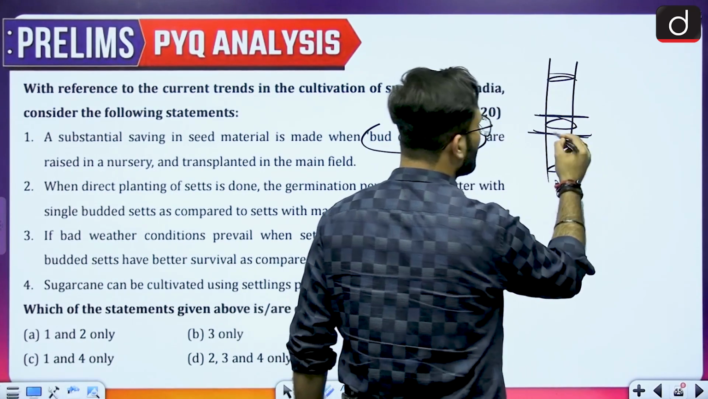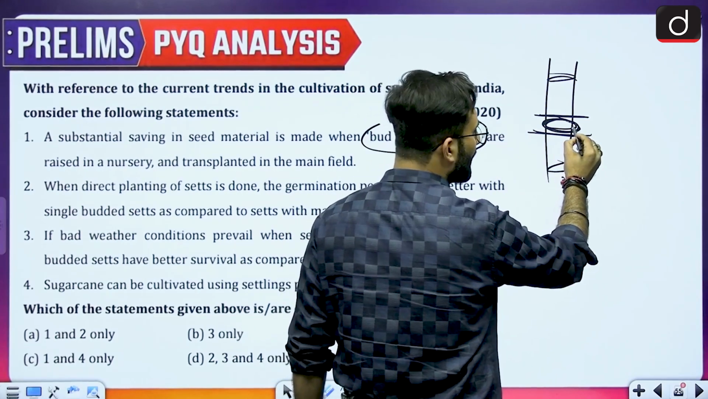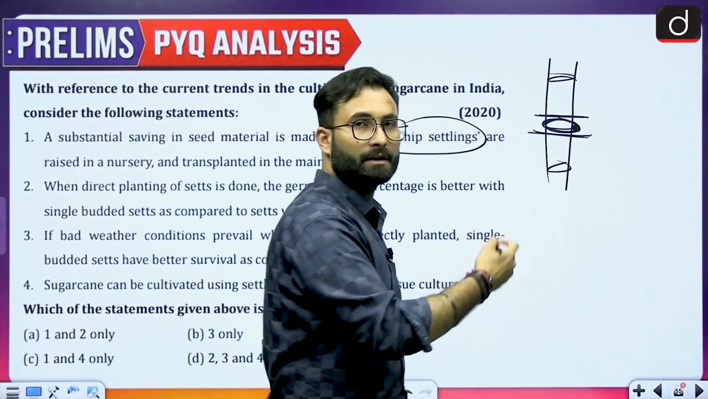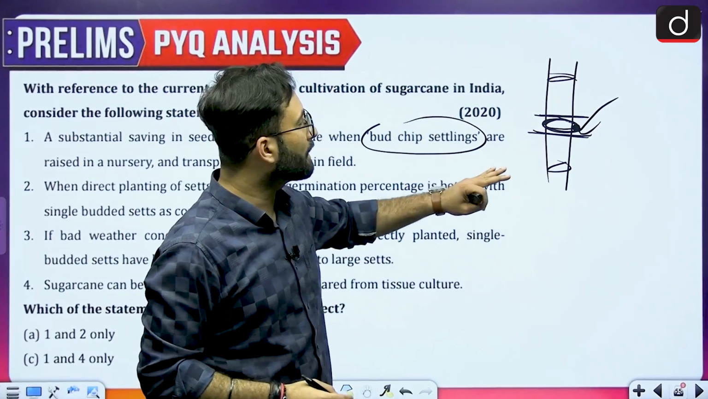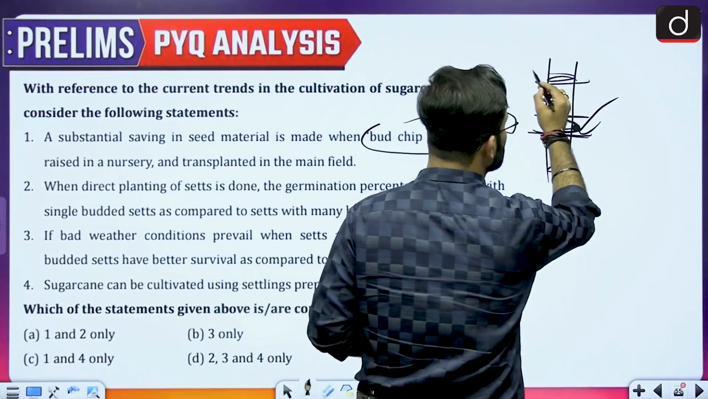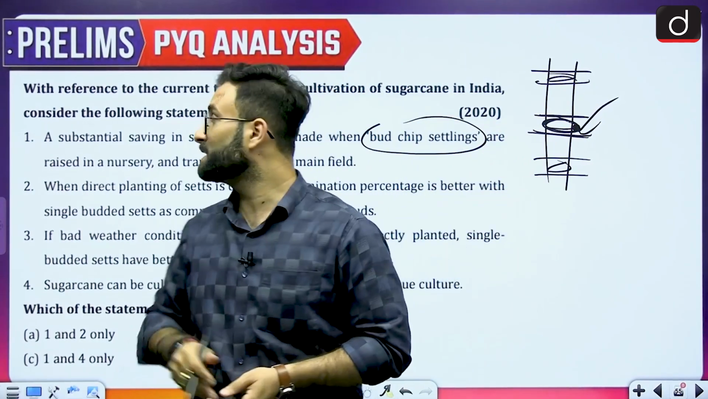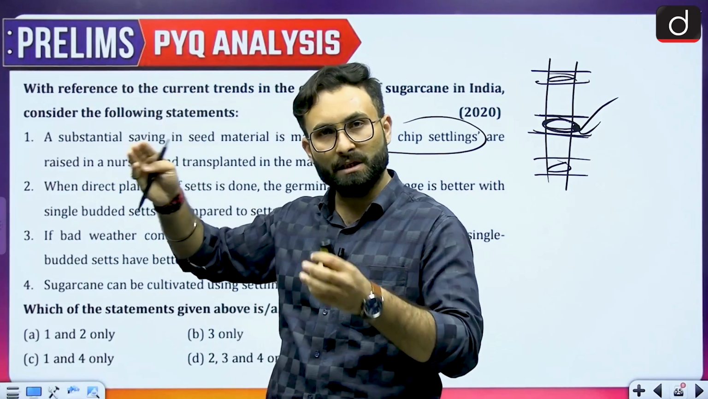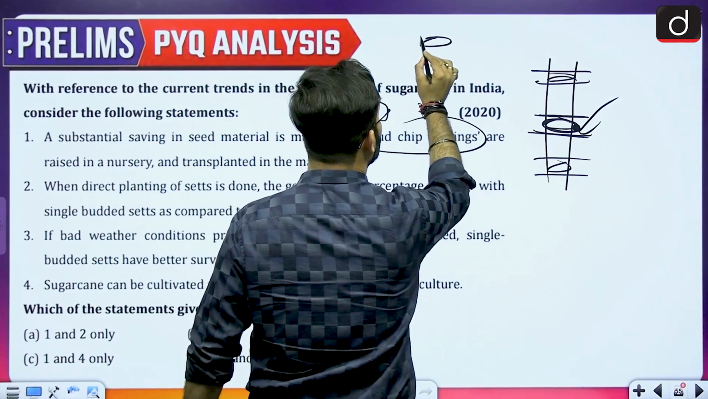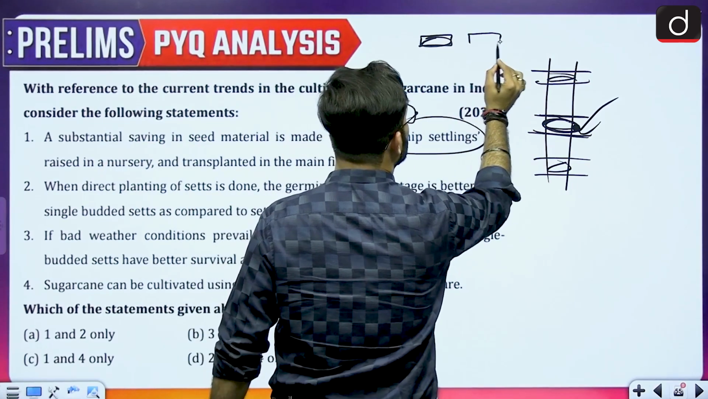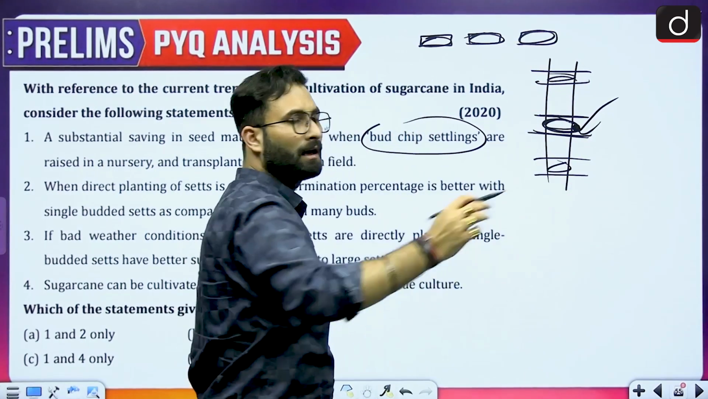When we talk about the bud chip seedlings, they will have an eye. The eye is the place from where the new plant will start to sprout. So that is why they are just taking these parts, and the remaining part can be used. So the requirement of the seed material is declining. They are taking just this particular part, making these chips, and planting them in the field.